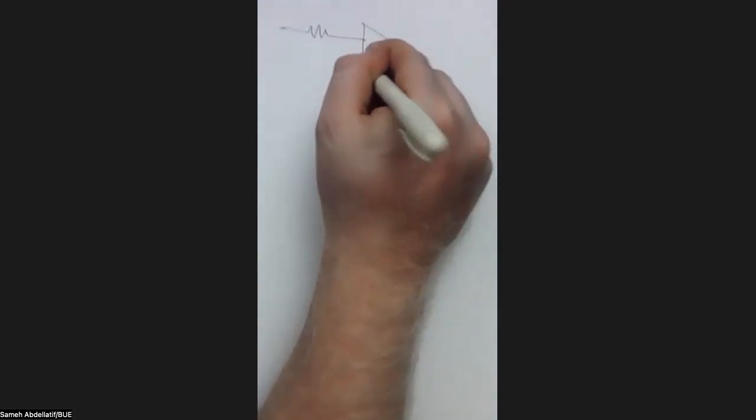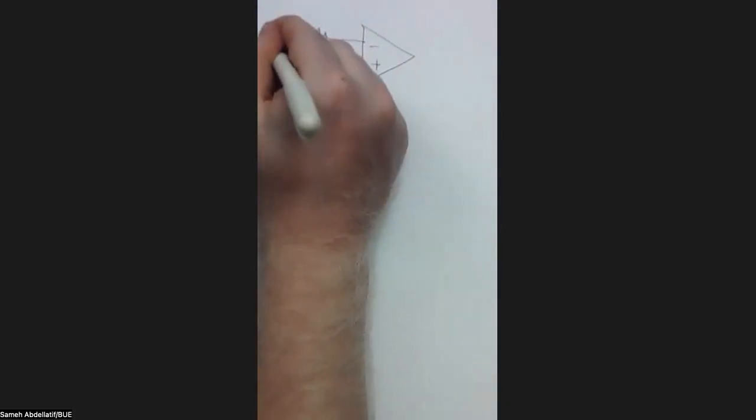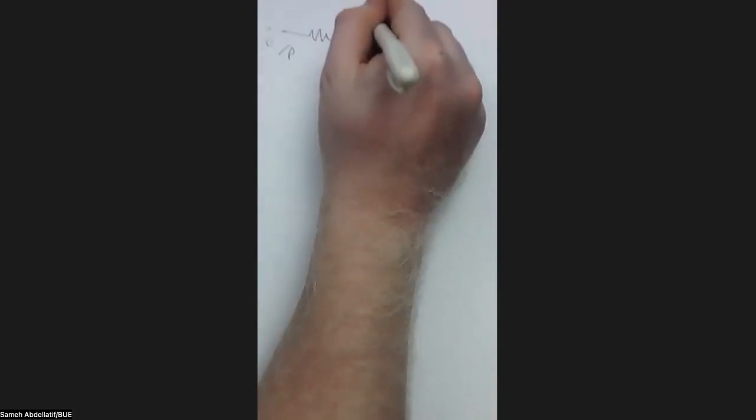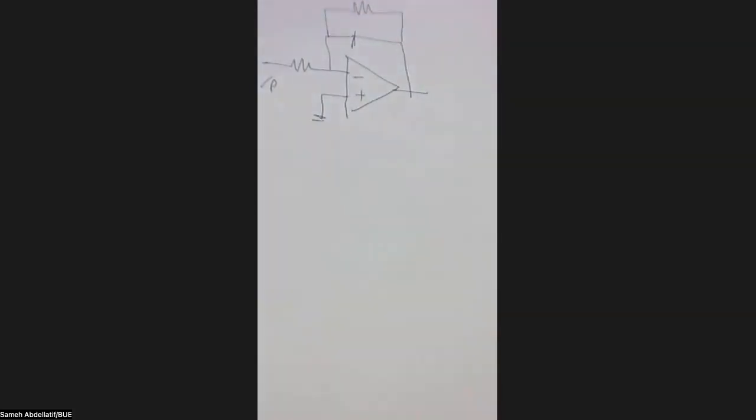This is a negative, this is a positive, this is ground, this is the input, and there is a capacitor here. So this is a typical integrator. But whenever the amplitude starts to increase a bit, you will find a resistance here in parallel. So first you are going to solve without this resistance, and then you are going to solve with the resistance.